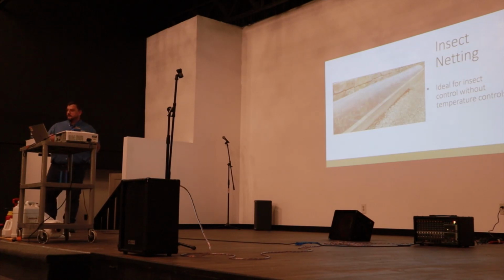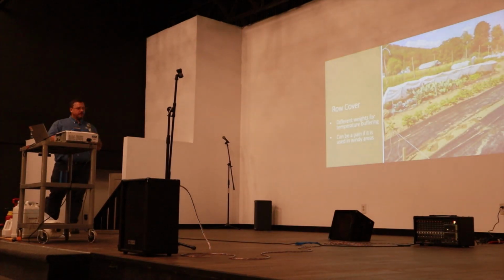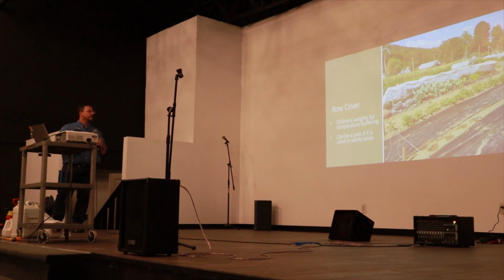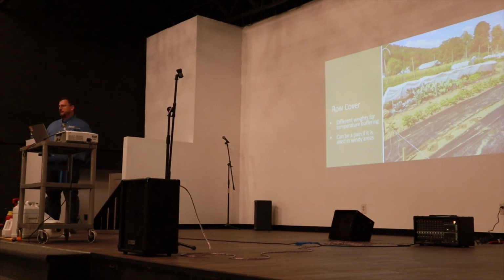Insect netting. I recommend using that. All right, so this is the row cover I was talking about. These are conduit hoops. There's a spring steel hoop that's a bit smaller, but it's a lot less expensive. Conduit has gotten pretty expensive over the past few years.